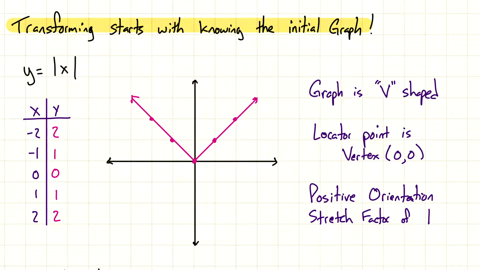And so you could plug in numbers, like we did at the beginning of the notes. If I plug in numbers for x, if I plug in a -2, it's going to give me 2. If I plug in a -1, it's going to give me 1. You'll notice all these y values from this equation end up being positive. So some things to notice, like I mentioned before, the graph is V-shaped. The locator point for this one is at (0, 0), right at the origin. So there's your vertex.